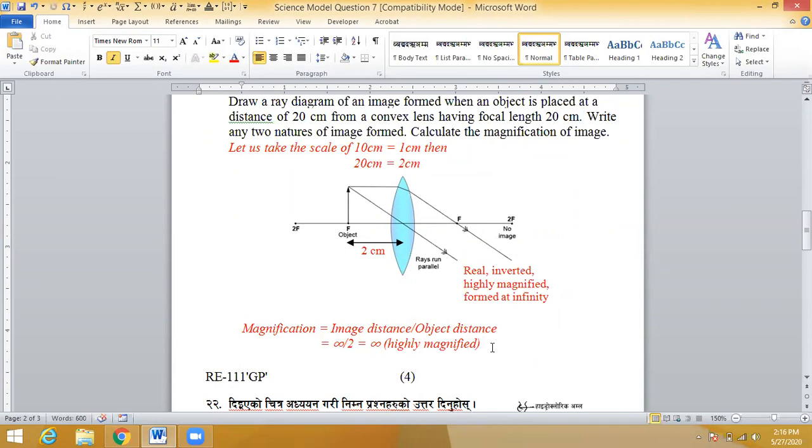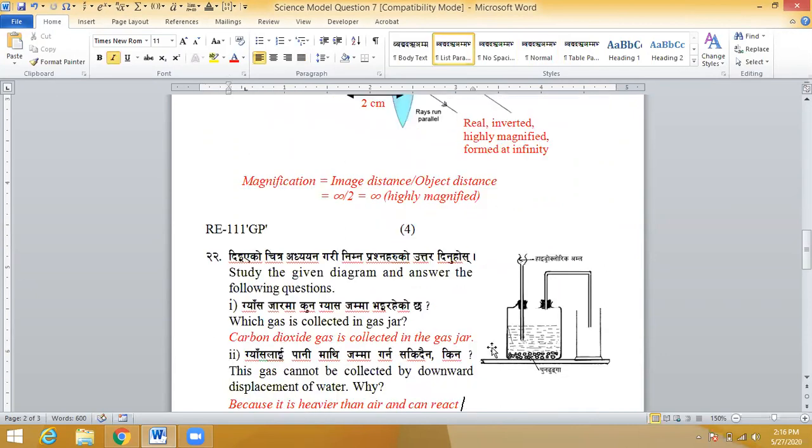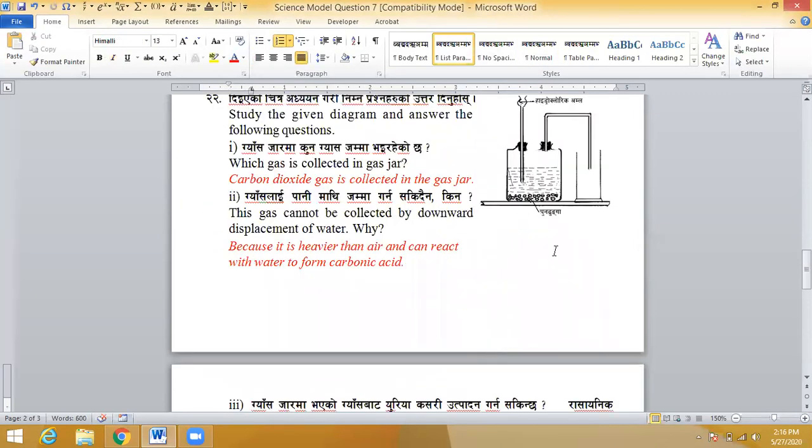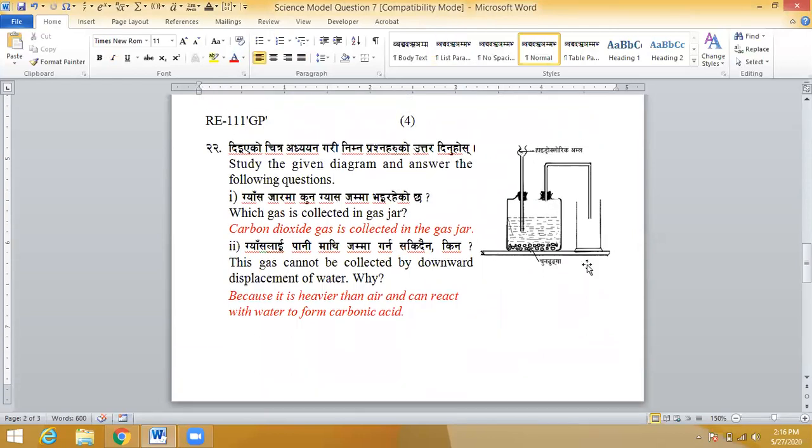Okay, so this finishes the second part also. Let's go to our next question. Let's look at number 22 now. So we have got a picture of lab preparation of a gas. So we have to first identify which gas is being collected in the gas jar. Question: which gas is collected in the gas jar?